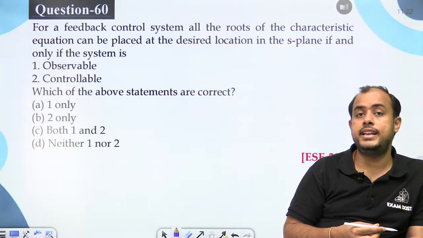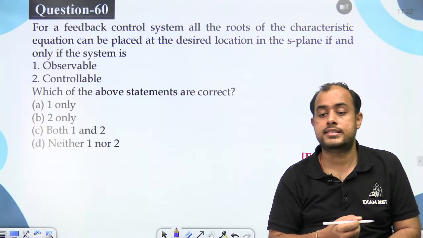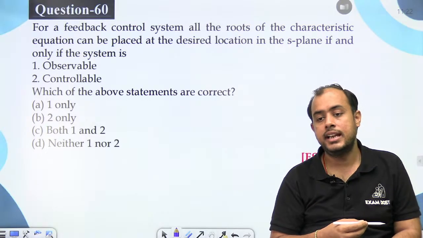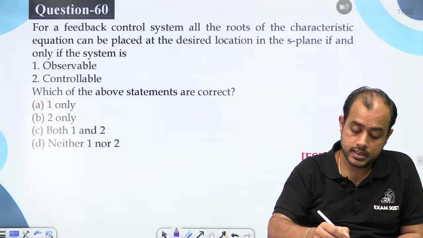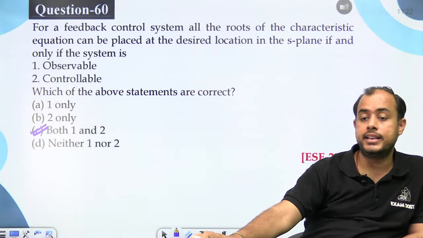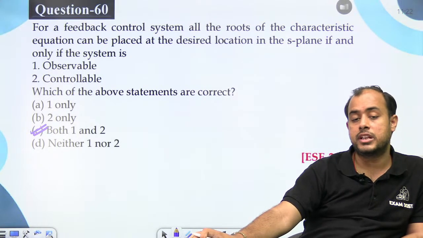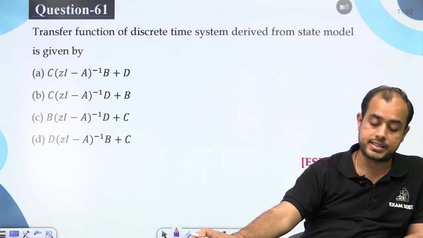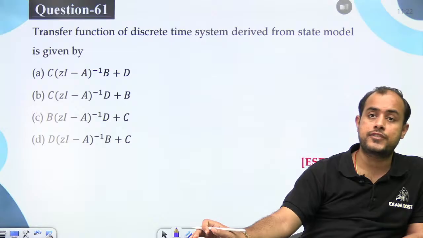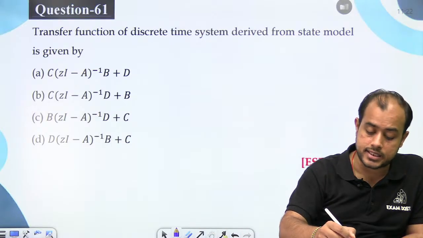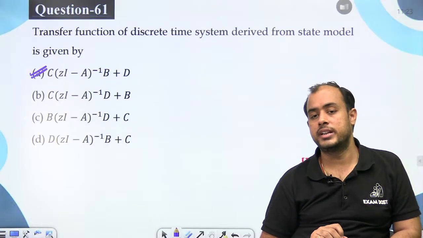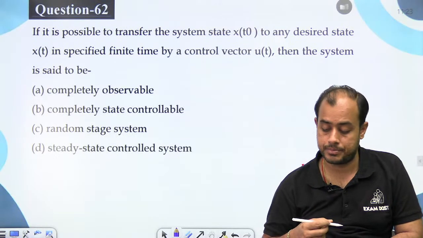ESE 2018, for a feedback control system, all the roots can be placed at desired location if the system is controllable and observable. ESE 2018 बेसिकली कंट्रोलेबल ऑब्जर्वेबल सिस्टम के पोल्स हम डिसाइड कर सकते हैं. ESE 2019 ट्रांसफर फंक्शन ऑफ अ डिस्क्रीट टाइम सिस्टम. Instead of S, we use Z. Because for discrete time, we use Z transform.